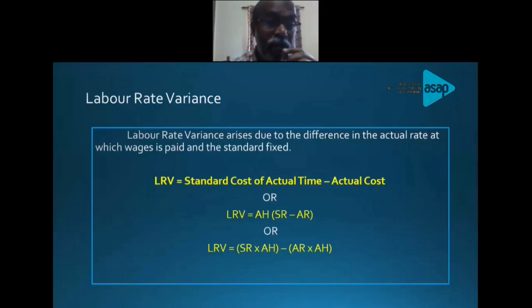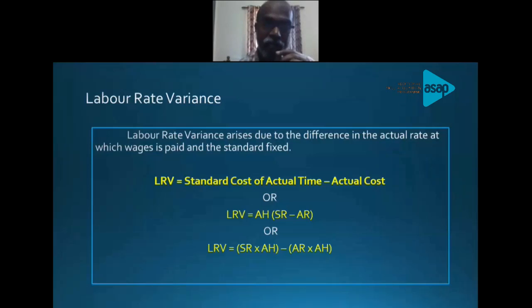It is not purely standard cost. It is standard cost of actual time. The difference between standard cost of actual time and actual cost is the labor rate variance. So labor rate variance is actual hour into standard rate minus actual rate. This equation definitely gives you a clear understanding about how to interpret this variance.